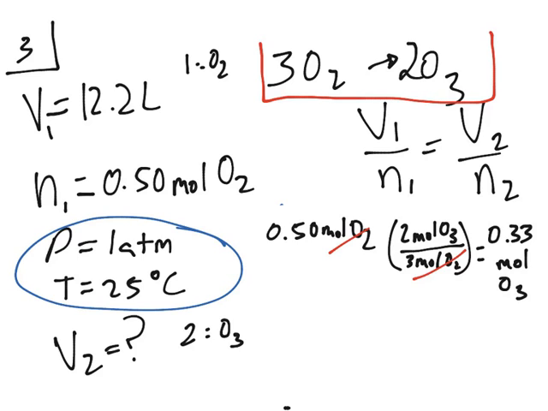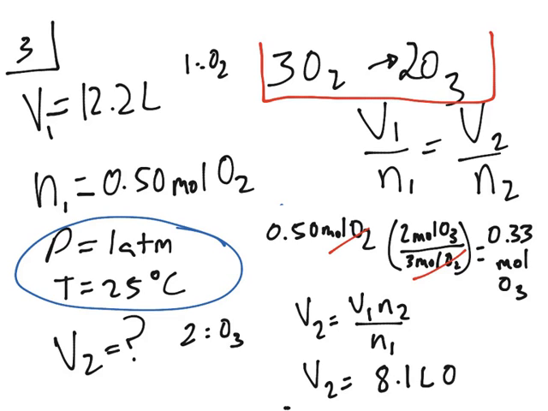Now let's plug in the values in the equation. But first solve for V2, so V2 would be equal to V1 times N2 over N1. And so V1 is 12.2 liters times the 0.33 over 0.50. So that will give us about 8.1 liters of ozone. And that is how you solve a problem using Avogadro's law.